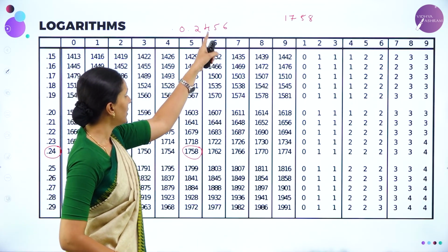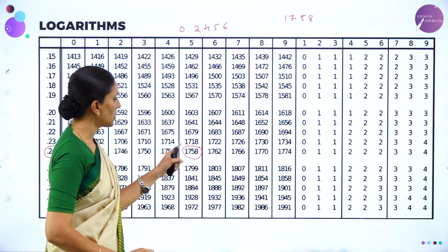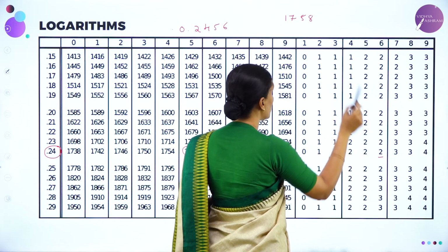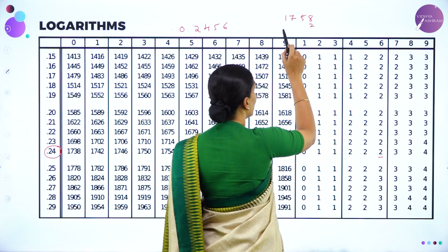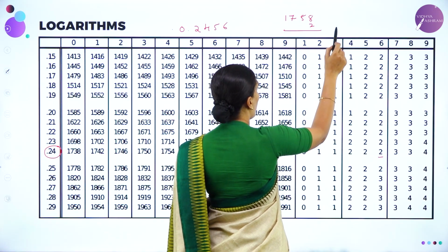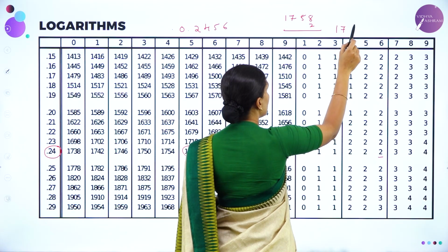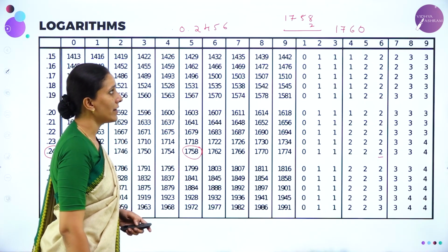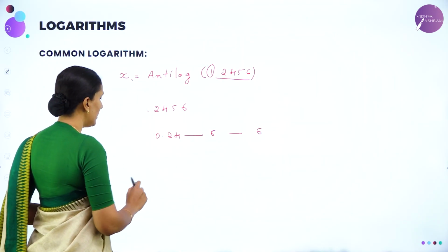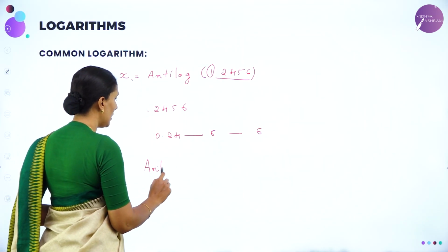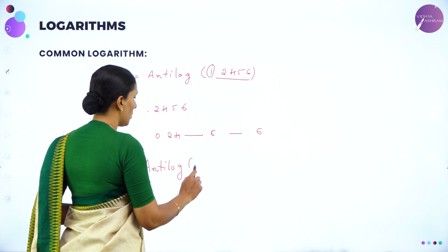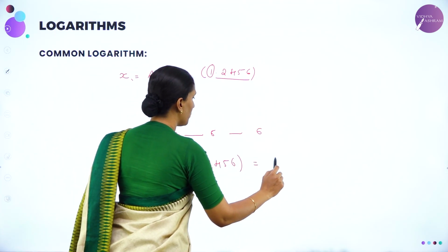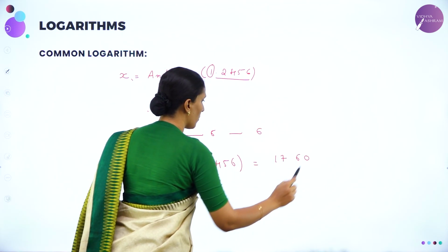Next, after this we have a 6, so we should look in the column headed by 6, which is 2. So add 2 here. Then this will be 1760. So the value is 1760. Now write the number here. So anti-log of 1.2456 is equal to 1760.